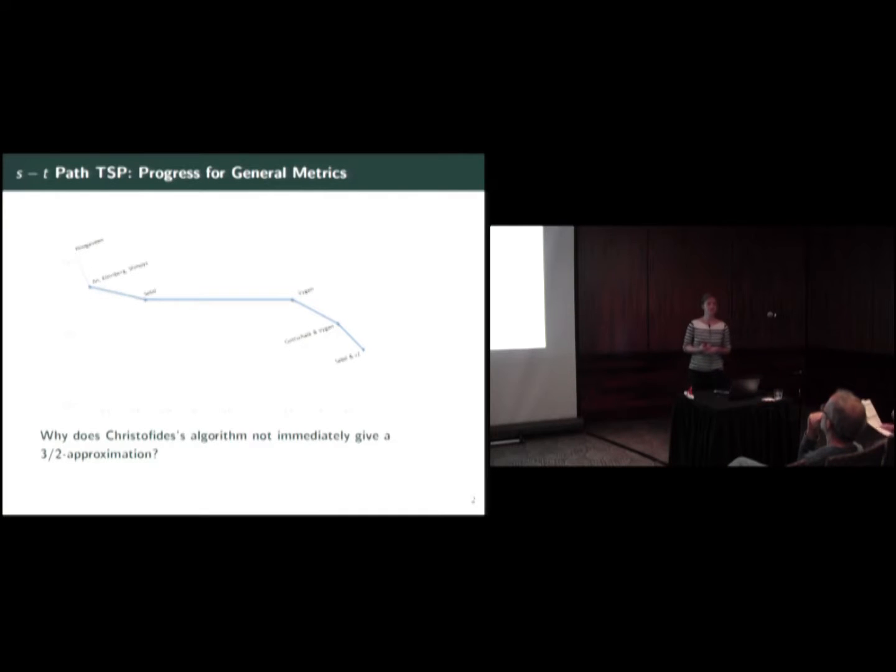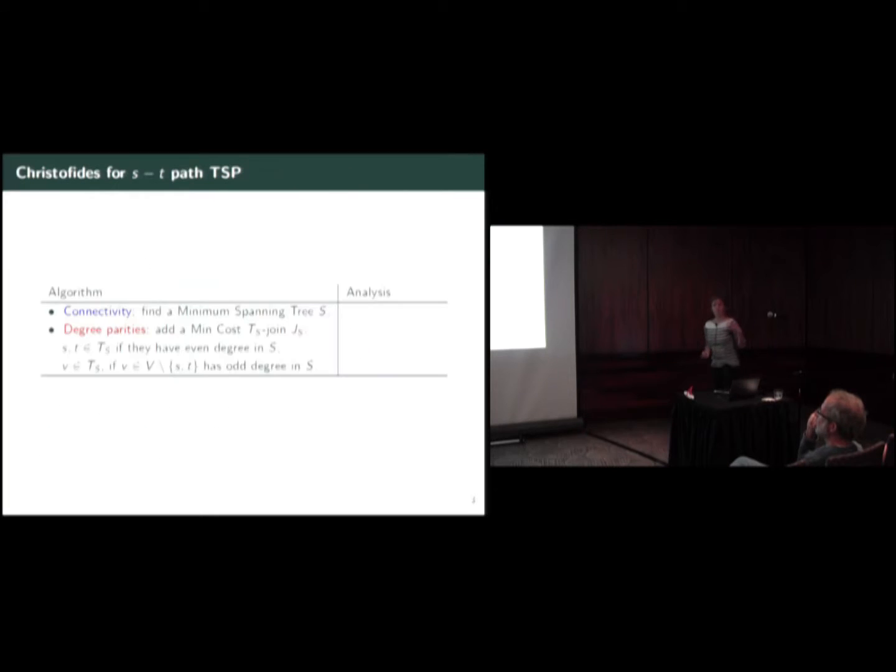Okay, so if you've never thought about this problem, then it's not obvious that actually Christofides' algorithm doesn't just give you a 3/2 approximation for the ST path TSP. So why does it not? Christofides' algorithm, right, you start by finding a graph that's connected, so a minimum spanning tree. The cost of a minimum spanning tree is, of course, upper bounded by the cost of the optimum, since the optimum is connected. And then you're just going to fix the parities of all the nodes.